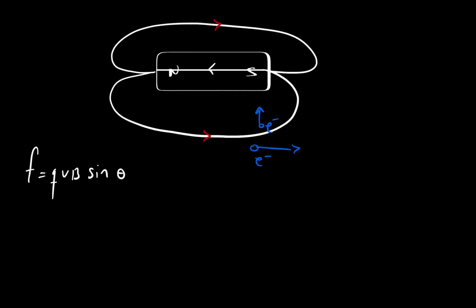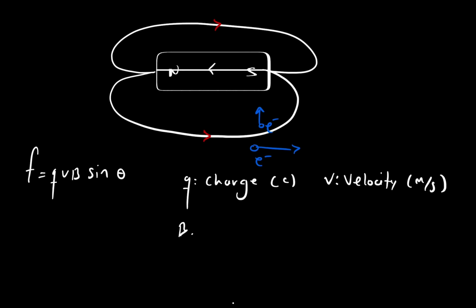Now, if that's the case, what are Q, V, and B? Well, Q is simply the amount of charge, which is measured in coulombs. V is the velocity of the electric charge, which is measured in meters per second. And B is the intensity of the magnetic field, or the magnetic field density. So it's the intensity of the magnetic field.